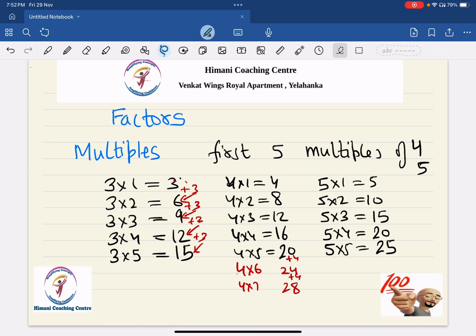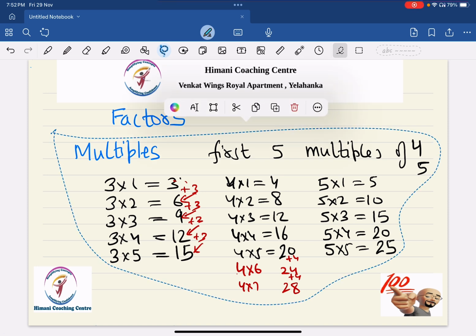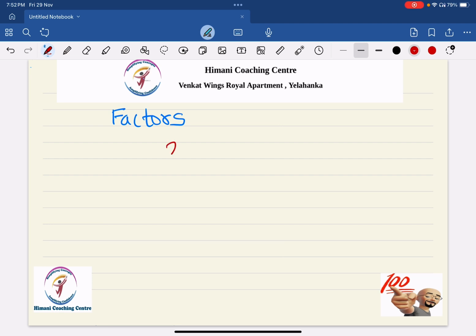Okay. Now as homework, I want you to write the first five multiples of 2, 7 and 6. Okay, that is your homework.